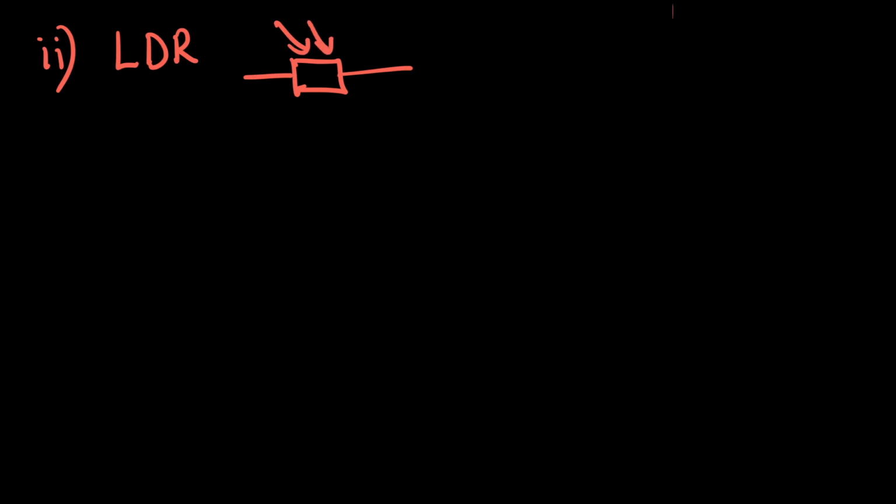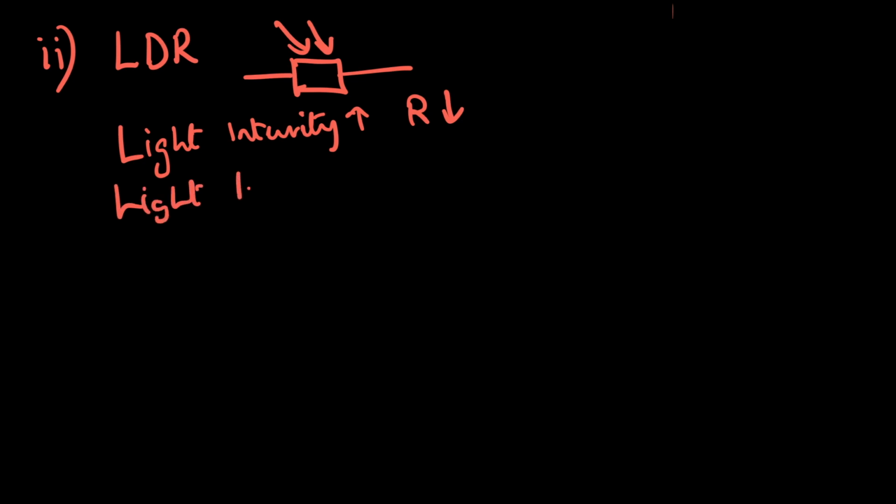The second component that we will discuss with you is an LDR, which is a light dependent resistor. The symbol for an LDR is like this. Now, for an LDR, you must understand that it depends on light. So if the light intensity on it increases, the resistance of the LDR falls. And if the light intensity on the LDR decreases, then the resistance of the LDR increases.